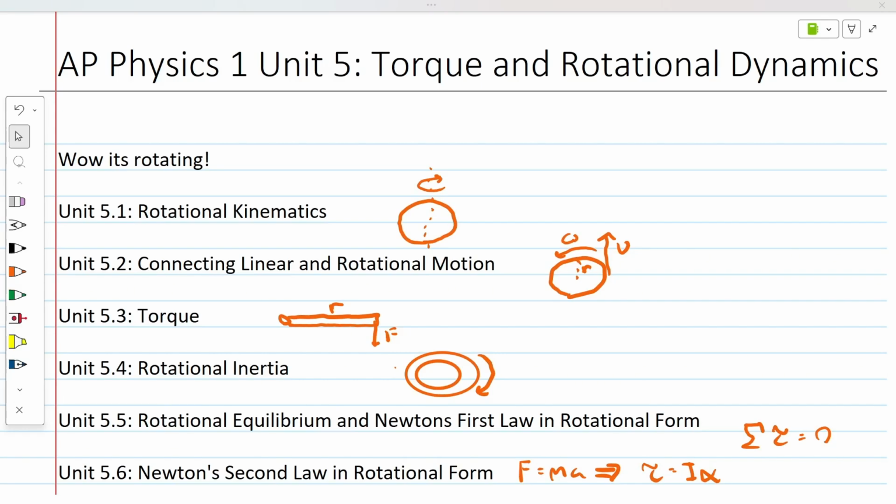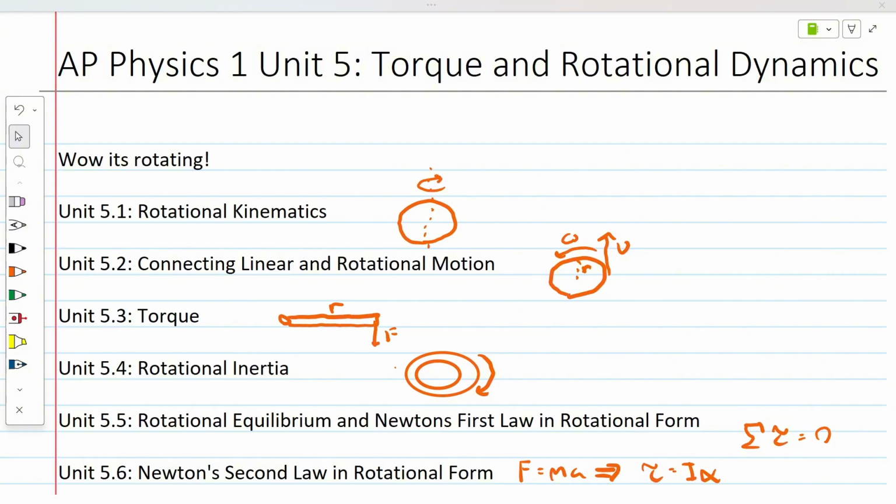Hello everyone, welcome to AP Physics 1, Unit 5, Torque and Rotational Dynamics Ultimate Guide. In this unit we talk about rotation. I feel like this is kind of where physics starts to get a little bit harder for a lot of people. It's a little bit harder to wrap your mind around this rotational motion idea.